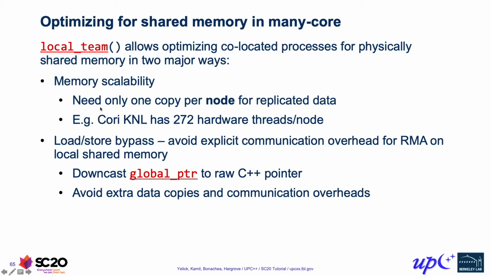If we have some data structure that every process needs direct load store access to, rather than having a copy per process, we can just have one copy per shared memory domain. For instance, if we're looking at something like Xeon Phi, where we might have 272 processes within a single node, rather than having 272 copies, one on each process, we can just have a single one. And each of the processes has direct load store access to that.